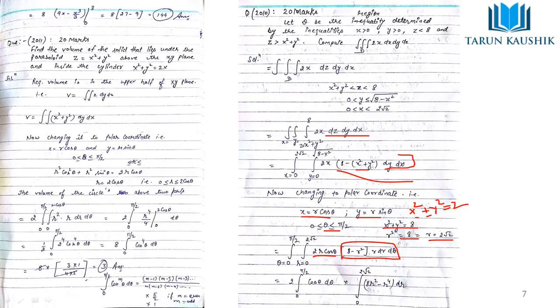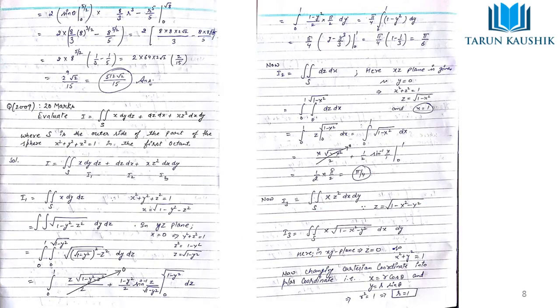After doing that, just separate these two and calculate the individual integrations. After doing that, just put the limits, and you get your answer as 512 root 2 divided by 15.